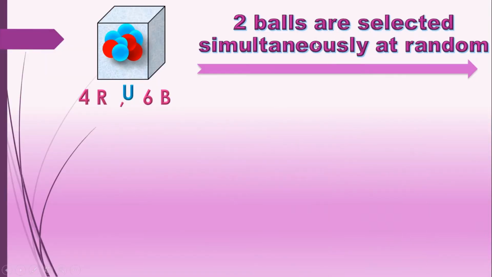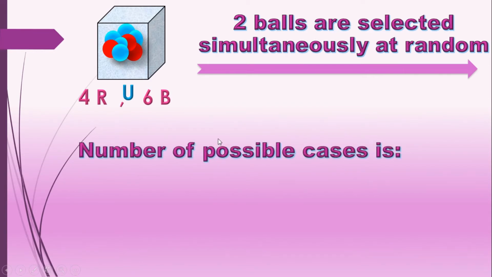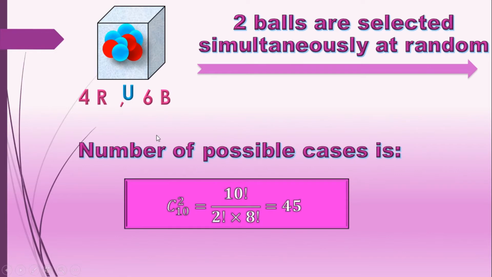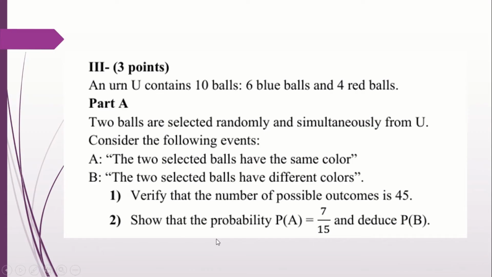Since the 2 balls are selected simultaneously and at random, then we can say that the number of possible cases is combination 2 out of 10 in all. So it's 10 factorial over 2 factorial times 8 factorial. It gives us 45. Now show that the probability of the event A is 7 over 15 and deduce the probability of the event B.